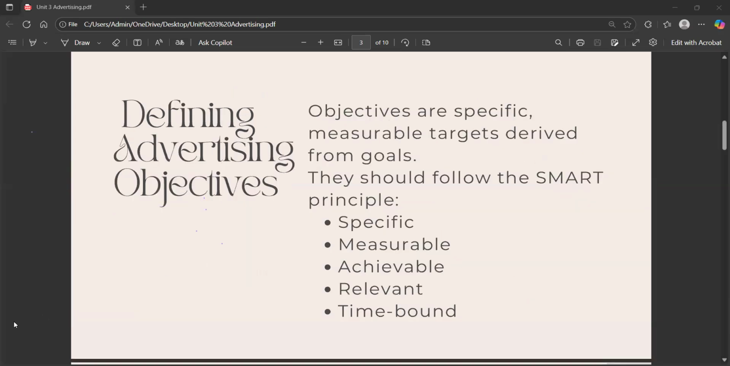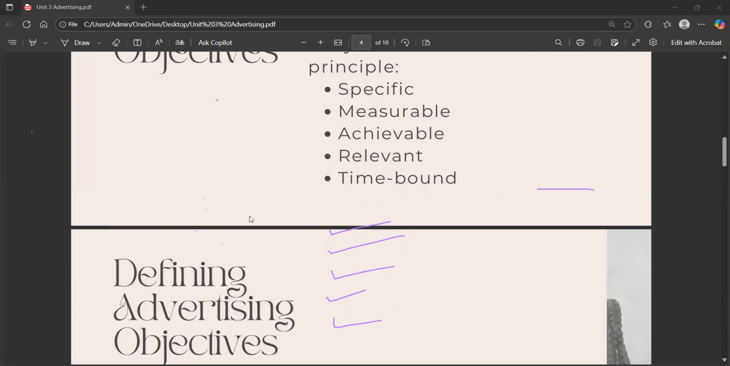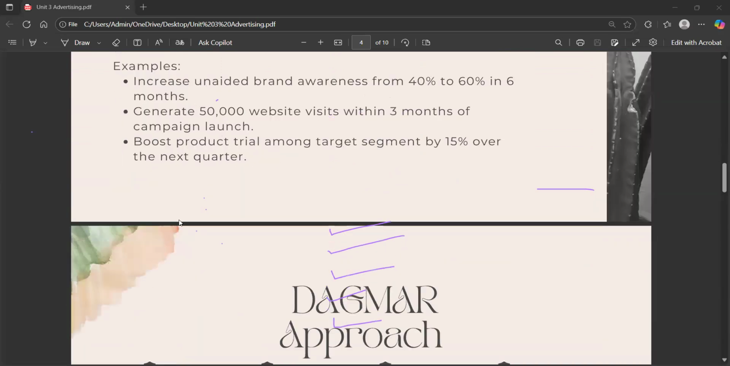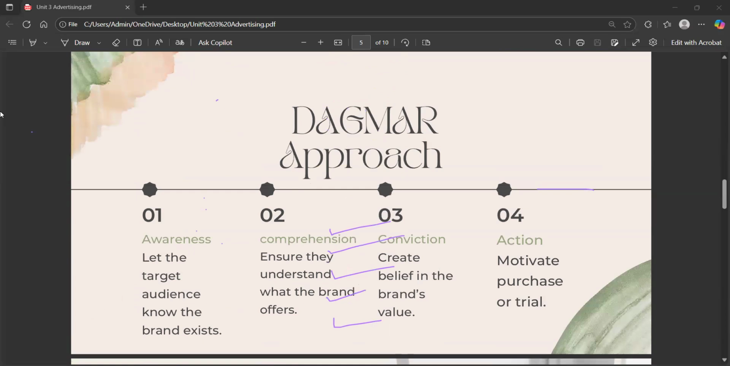Then in the objectives, we see that for advertising objectives there is the SMART framework or SMART principle which is used. S stands for specific, M stands for measurable, A stands for achievable, R stands for relevant, and T stands for time bound. In defining objectives, we have explained through the example.